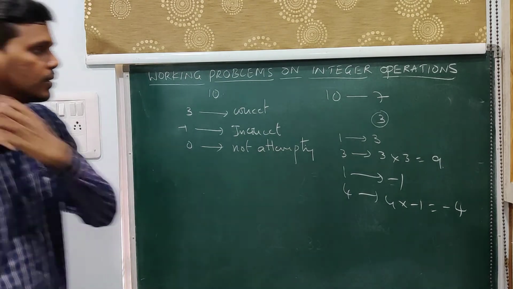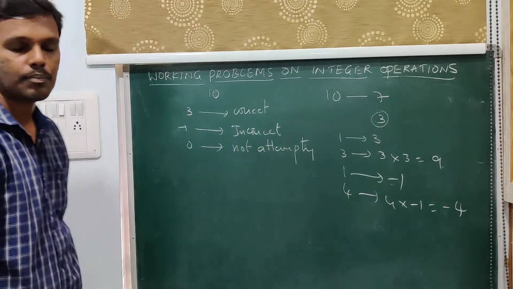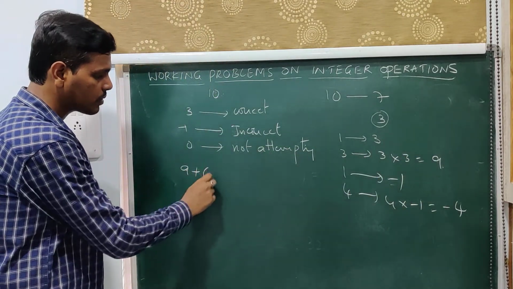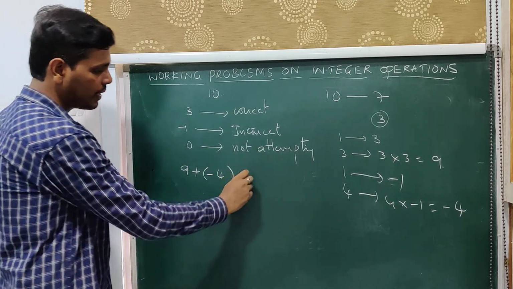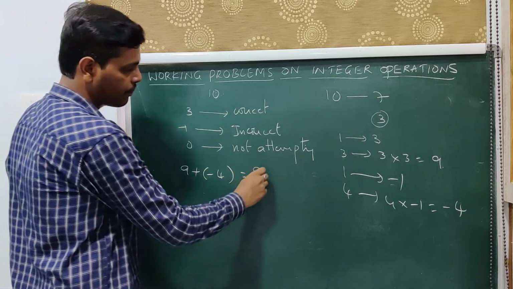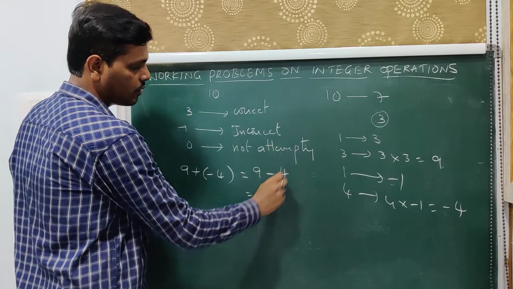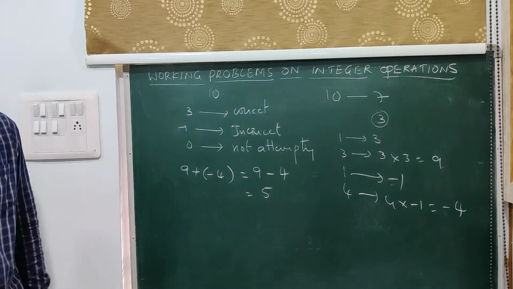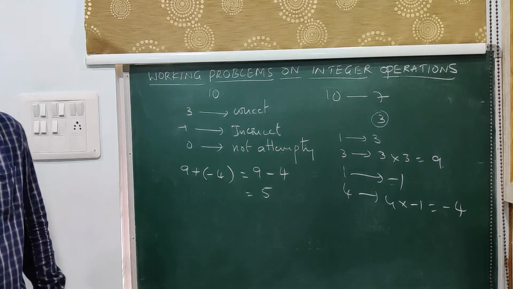Now the total marks are the summation of the marks which she has obtained, which is 9 plus minus 4. Plus into minus is minus. 9 minus 4 is 5. So the marks which she has scored in the exam is 5.